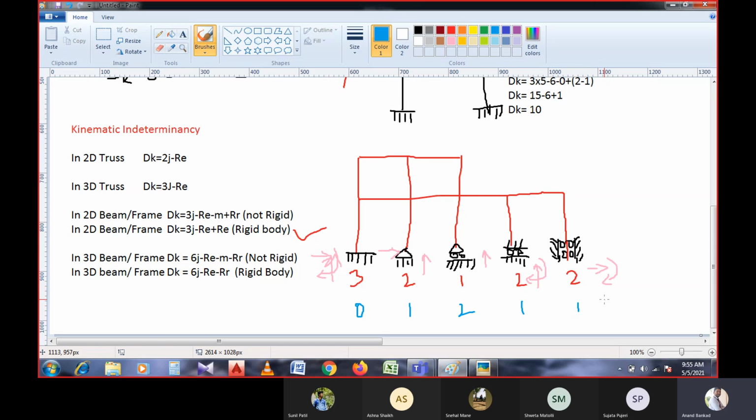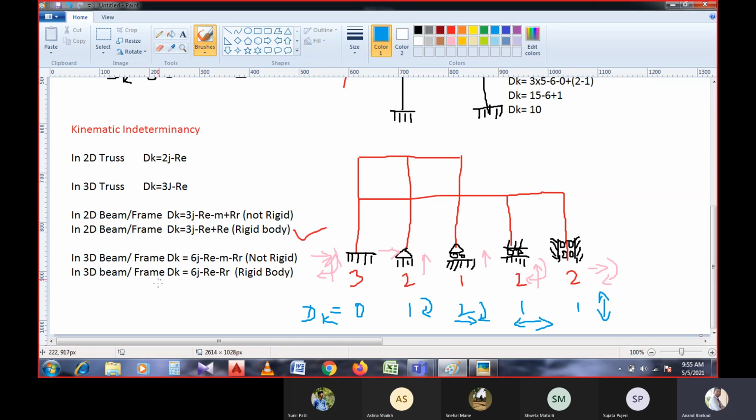So 1 is the vertical movement, here 1 is horizontal movement, here 2 is one vertical movement and one horizontal movement. Here 0 is because no other freedom is provided for the fixed support. These are the values for the supports.